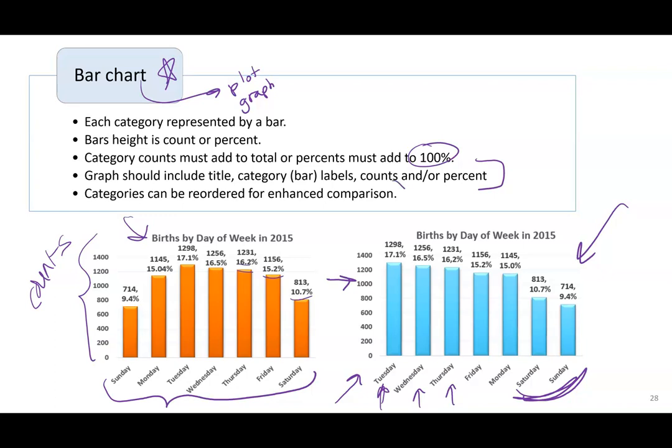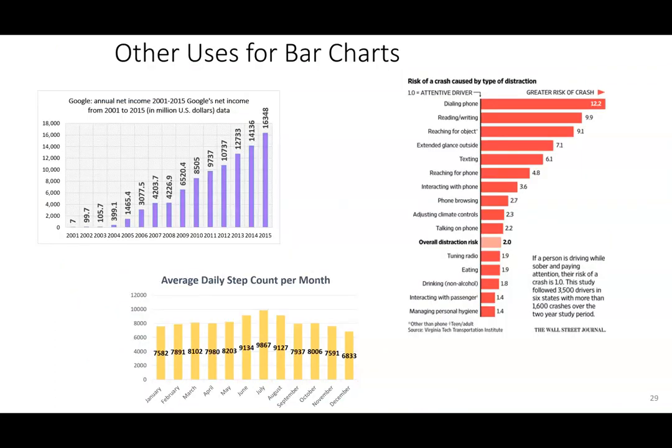So that's what they mean. The categories can be reordered to enhance comparison, to make it maybe easier to see where the most was and where the least was. So here are some other examples of bar charts, some uses.